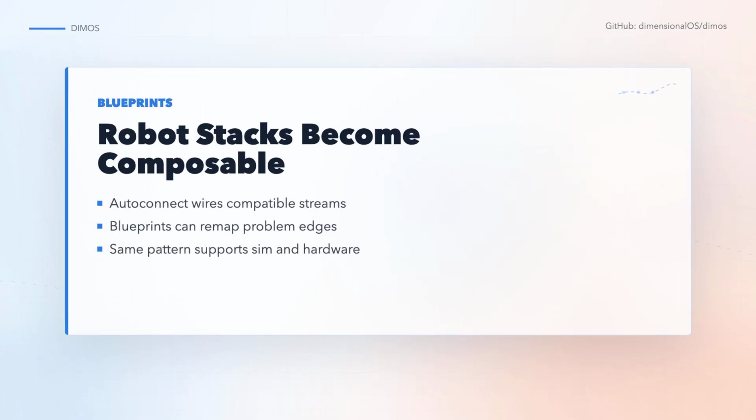Blueprints are how DimOS turns those modules into runnable robot stacks. The AutoConnect function wires modules by matching stream names and message types. If the automatic wiring is not right, a blueprint can remap streams or swap transports. That is a practical robotics choice. Real robots rarely have perfectly clean interfaces, and a platform needs a way to compose perception, planning, control, and agent behavior without rewriting every module.